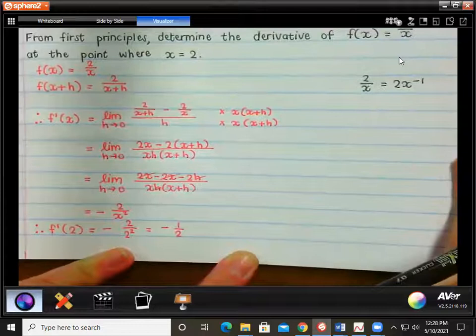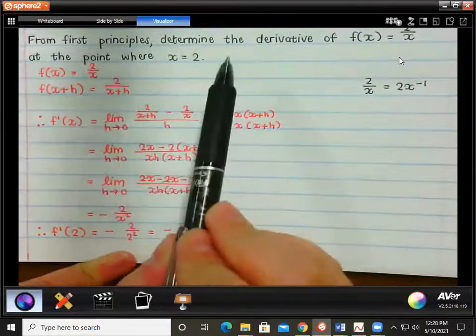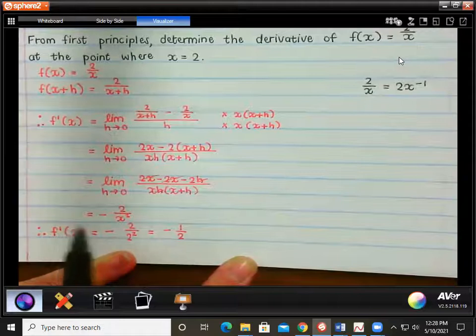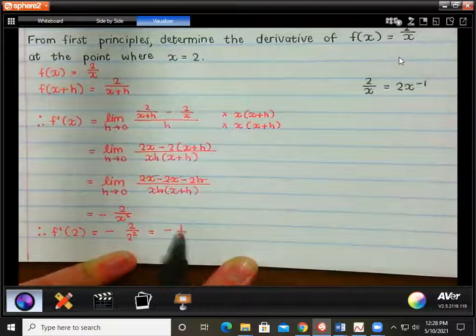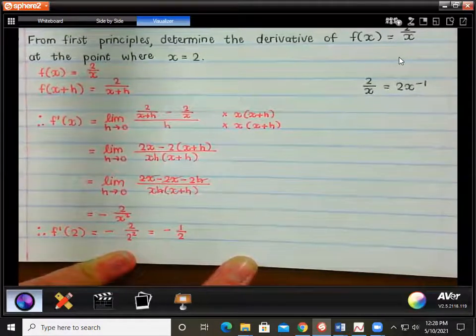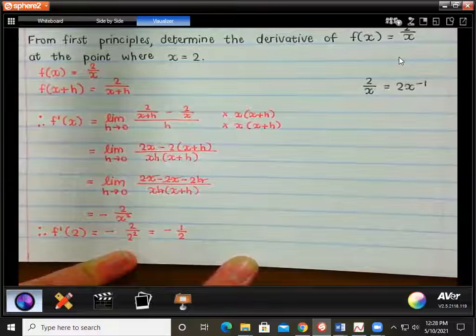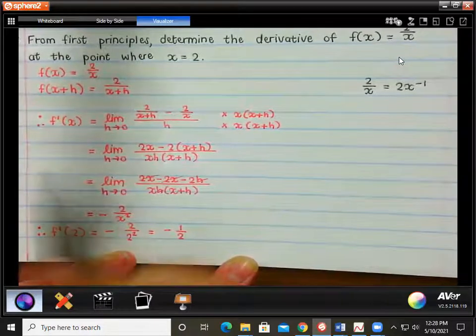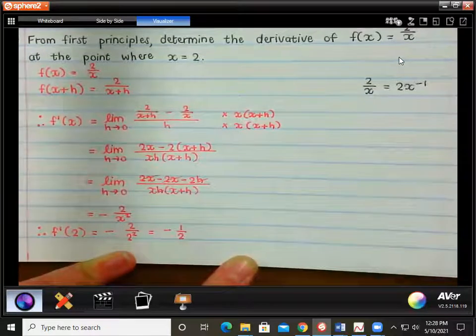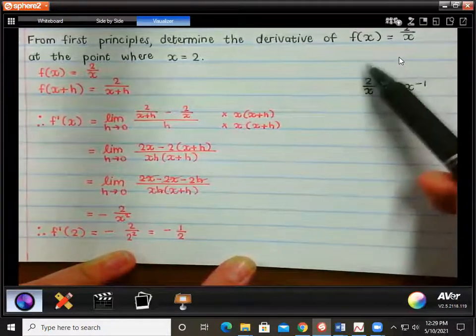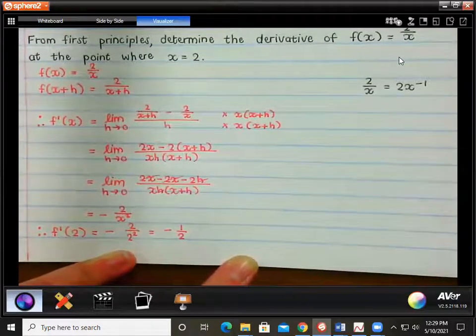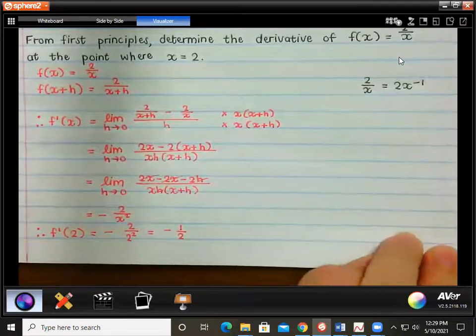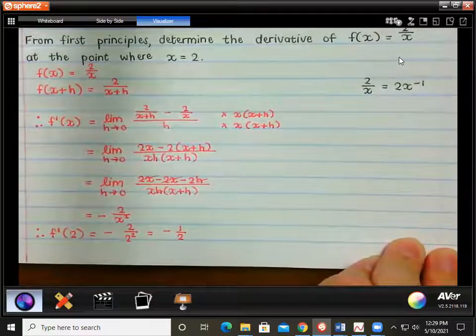And then just because they've added this extra bit in where they're saying at the point where x equals 2, you would then just have to sub in 2 to get that specific derivative. And guys, that would be the gradient of the tangent at that point. Right? Do you remember that? Tangents. Okay, so they can ask that as well. They can say from first principles, determine the gradient of the tangent to this function at the point where x is equal to 2. All right, then you need to know the gradient is the same as the derivative, and then you must sub in that x value. Okay, that's basically it on first principles.